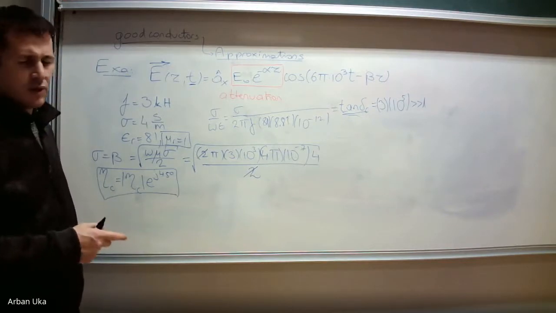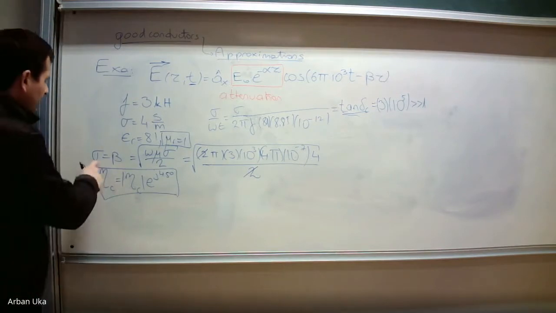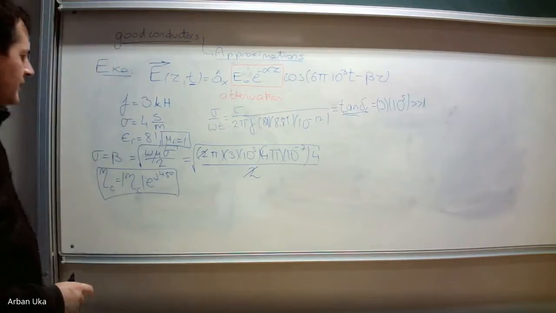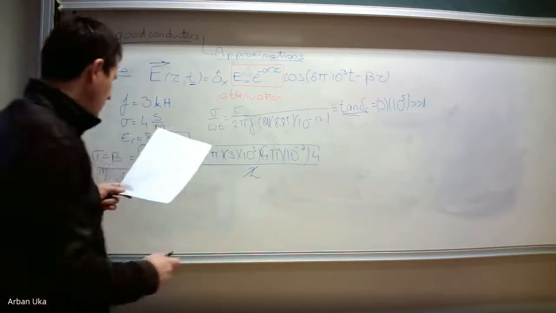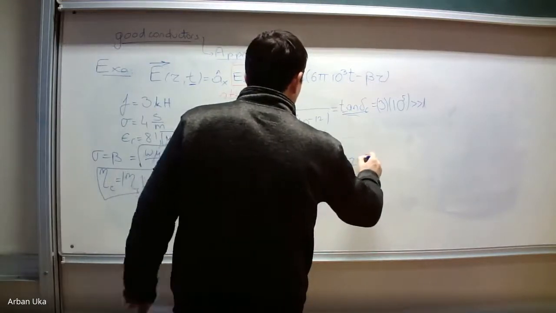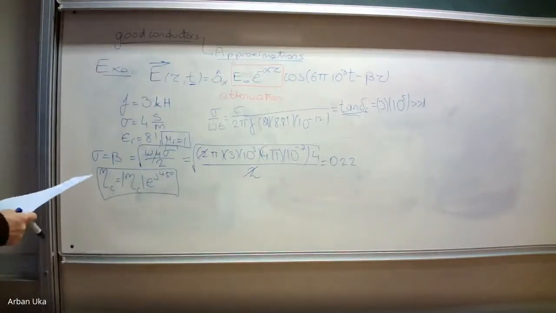And we get the square root of this. So it looks like the alpha and the beta is something between 10 to the power minus 1 and 10 to the power minus 2. If we substitute the numbers correctly, we get something like 0.22. And this is the magnitude of alpha and the beta.